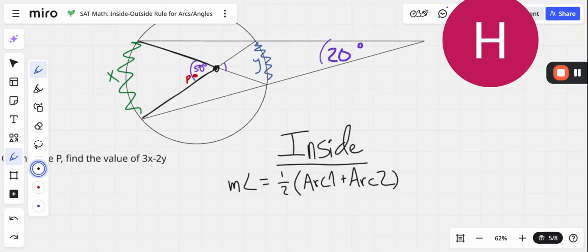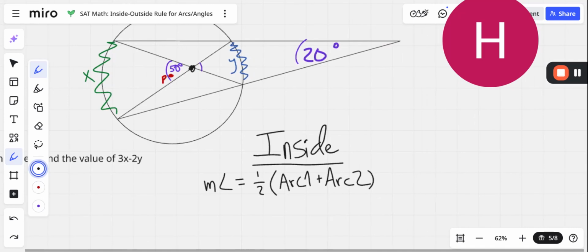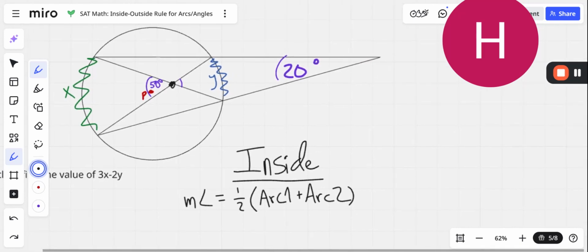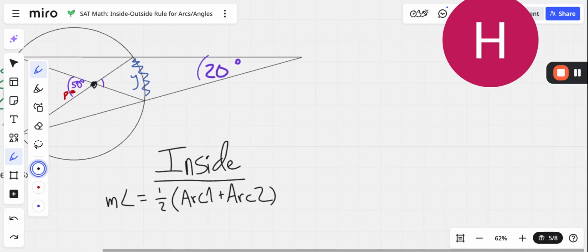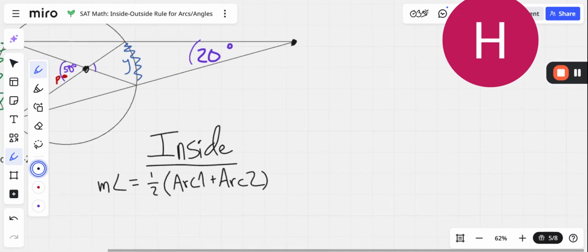So this is the inside rule, okay? We have intersection on the inside of the circle, and this is the relationship between the angle at the intersection and the arcs created by the segments. Then we have this angle out here, and its vertex is outside of the circle. Drum roll, please, for the name of this rule. Yes, it is the outside rule.